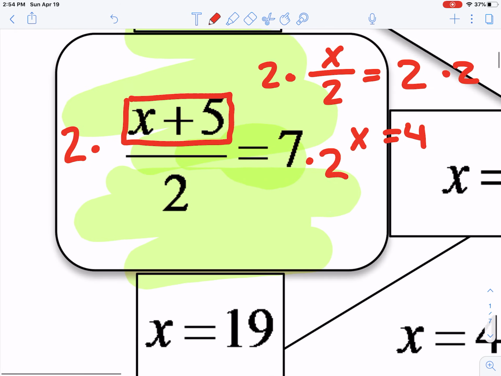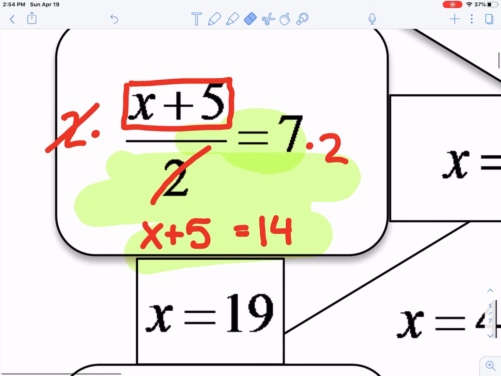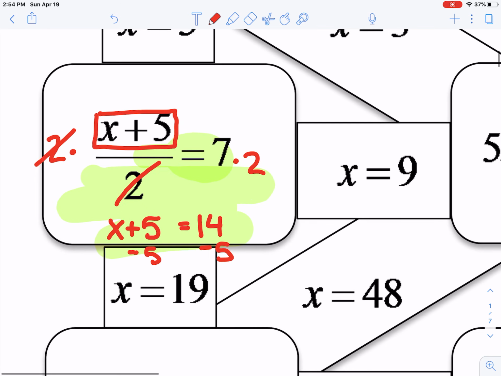Oops. And these 2s are basically going to cancel, right? 2 over 2 is 1. So I'm left with just my x plus 5 on the left is equal to 7 times 2, which is 14. Sorry, that got a little complicated with my first example. There we go. And finally, we just have to solve for x then. So how do I undo adding 5? I'm going to subtract 5, and I get x is equal to 14 minus 5, which is 9.